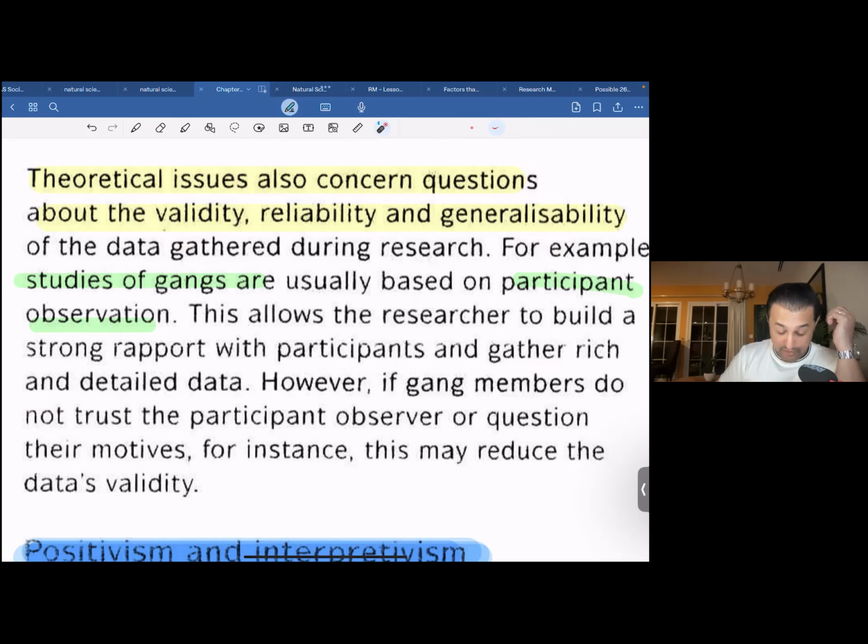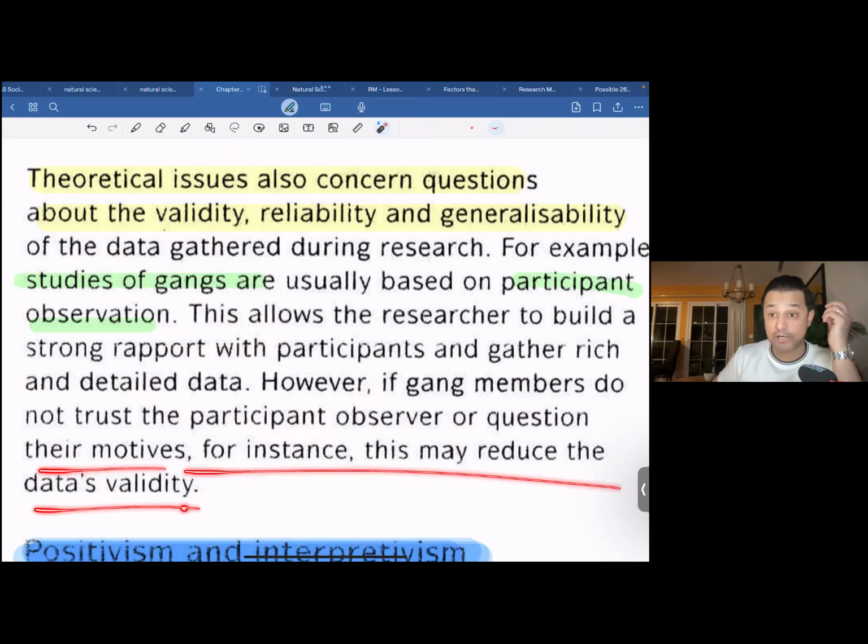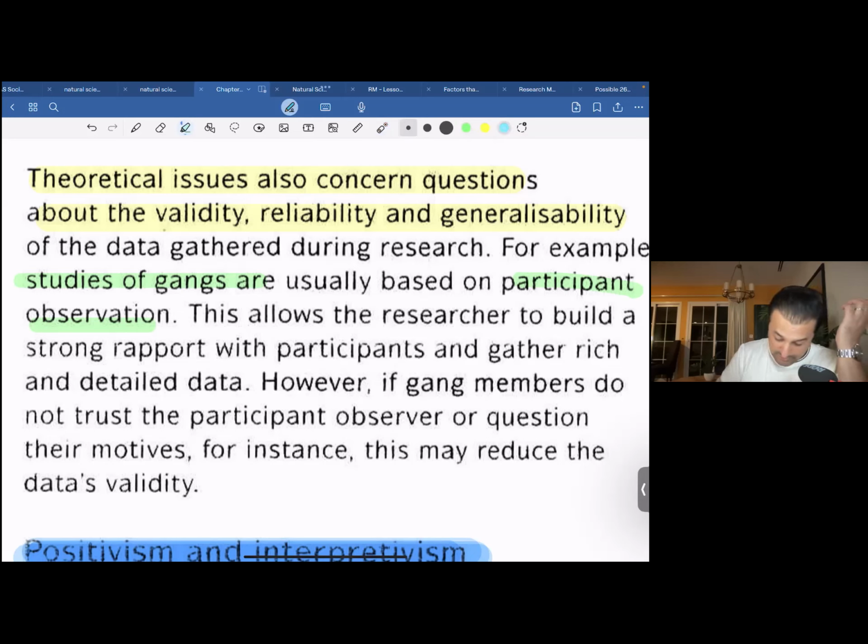However, if gang members do not trust the participant observer or question their motives, for instance, this may reduce the data's validity. Even I'm referring to Venkatesh's study for the third time in a row. In Venkatesh's study, the gatekeeper, the gang leader JT, helped Venkatesh have access to that group, and the amount of time that he spent there helped him build a rapport with the gang members. But at the same time, if some of the group members did not trust the motive of Venkatesh, they might not have been helpful towards him, right?